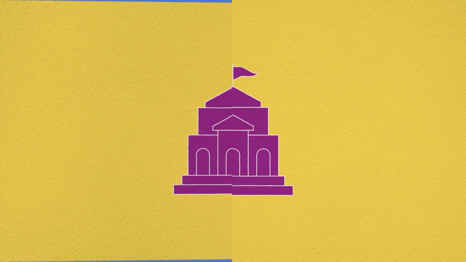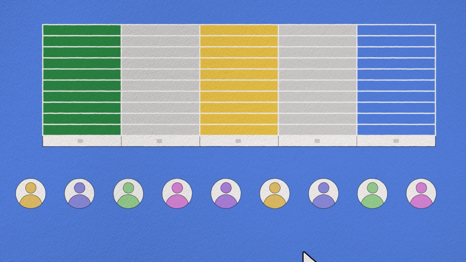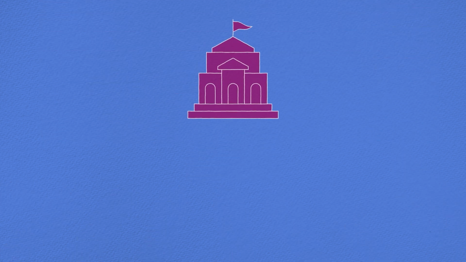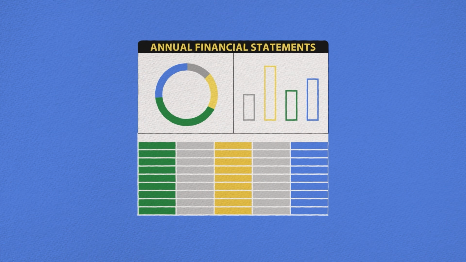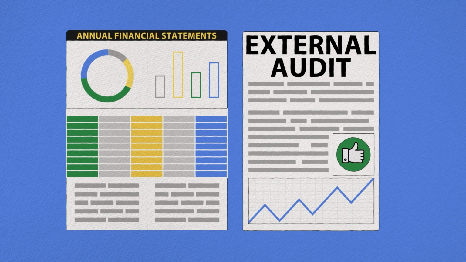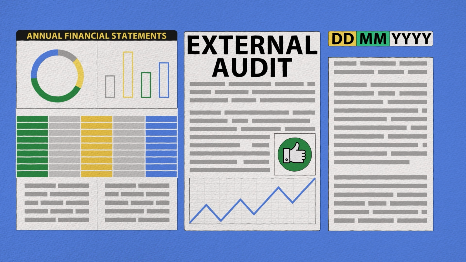Councils have a responsibility to open their annual financial statements for a period of public consultation before they're approved by full council or a delegated committee. Councils also have a duty to publish their final annual financial statements, along with any external audit opinion on these, by a specified date, or provide an explanation if they're not able to do so.